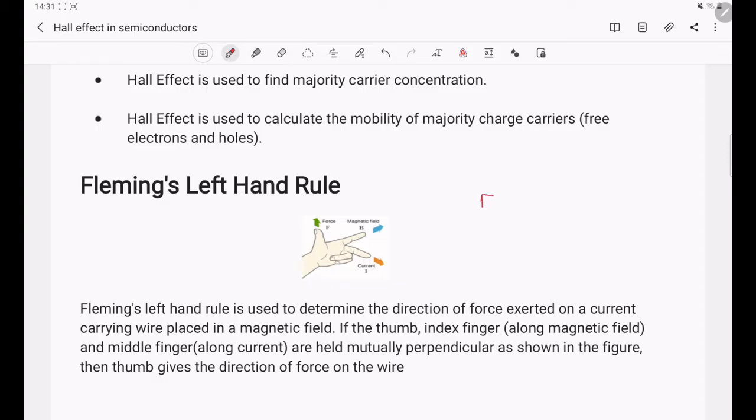That amount of force will be equal to I dl cross B. This is your Lorentz force.